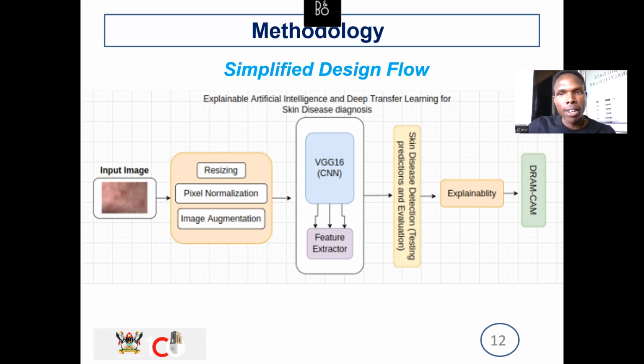Under the concept of feature extraction, we freeze some hidden layers of these models. After the result of this model undergoes testing and evaluation, we pass it through an explainable AI technique. In this particular context, we're going to use GradCam, which will enable us to explain how and why the predictions are made by this model.